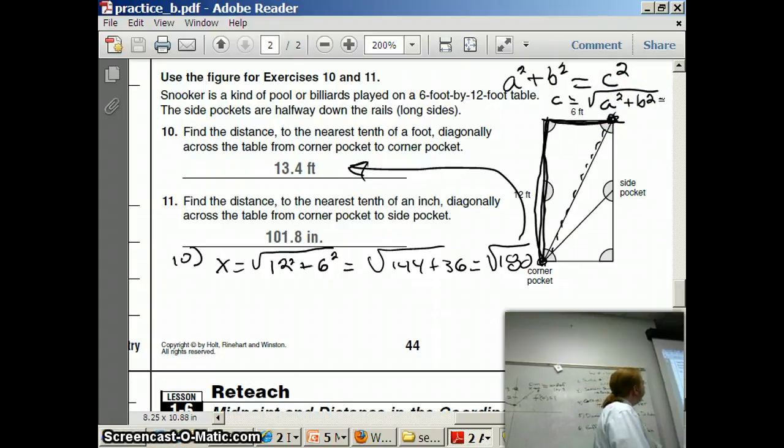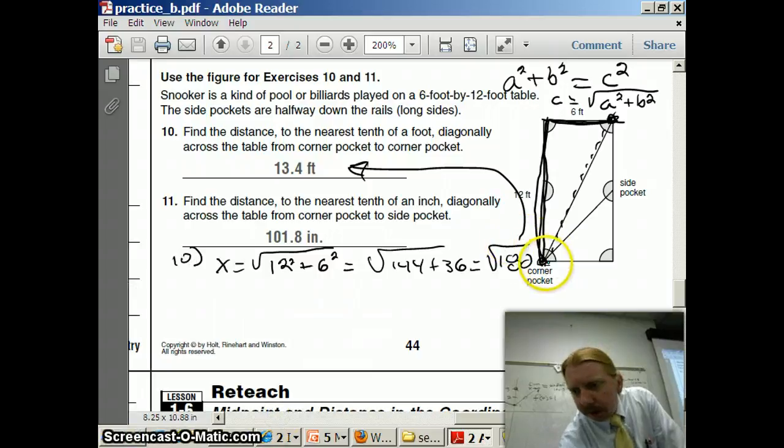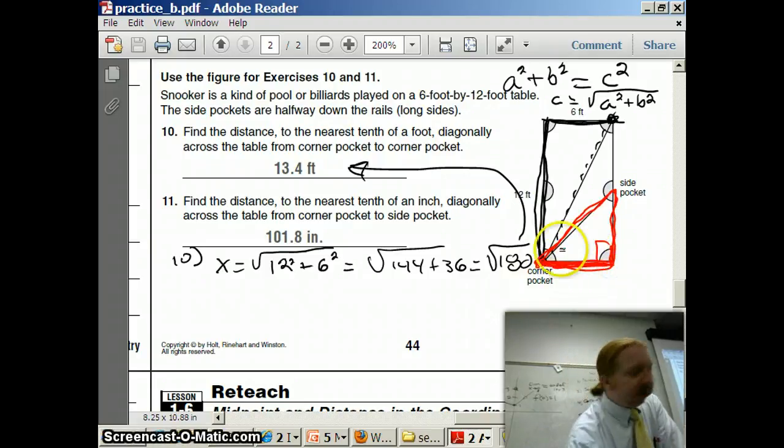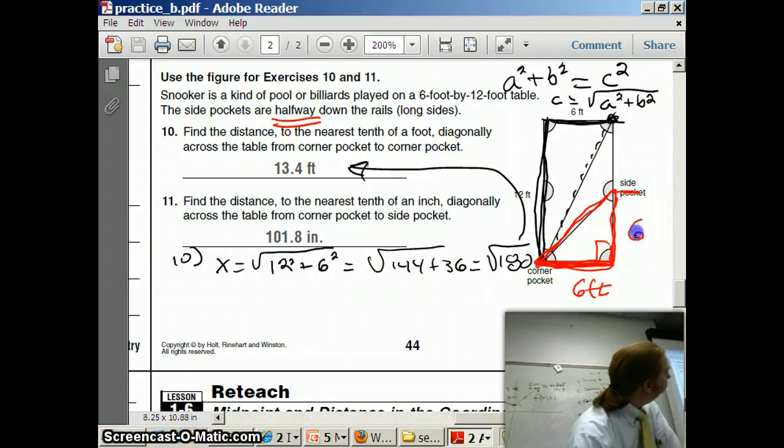What about finding the side pocket? Where are the two sides of that triangle? This guy right here. But the numbers are given. They're just not right where you would want them to be. How far is it along this side here? 6 feet. It also says that the side pocket is halfway down the long side. So how far is this? 6 feet as well.